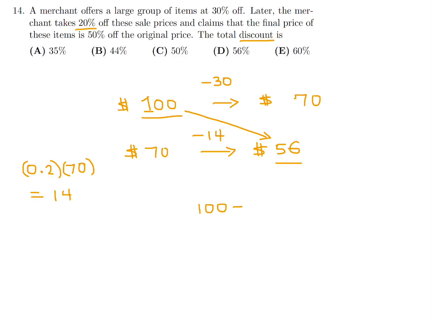$44, right? 100 minus 56. This $44 is how much was the discount. So the answer for number 14 is B, 44%, because I chose 100, and 44 divided by 100 is 44%.